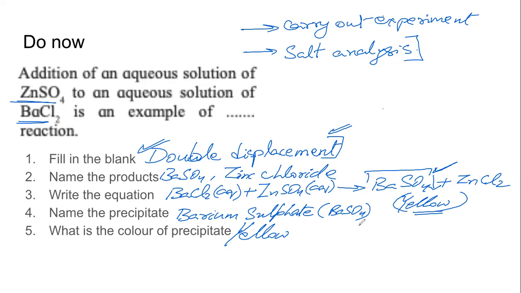Once we know that barium sulfate will precipitate, with more and more reading, we will know that most of the time barium compounds are yellow. So this is how we will answer this year. But when you go to junior college, you will carry out the experiment, you will do the salt analysis and find the answer with a lot of certainty.